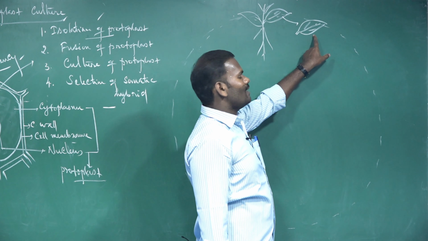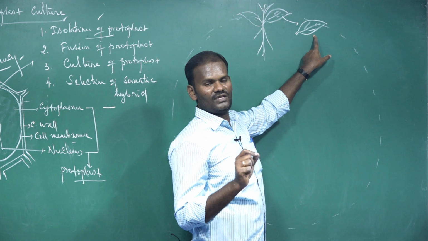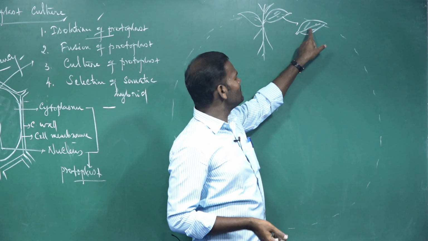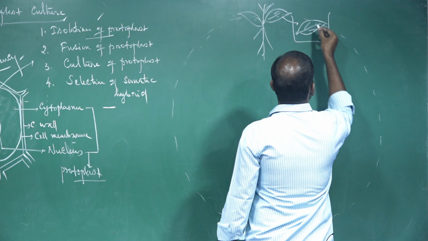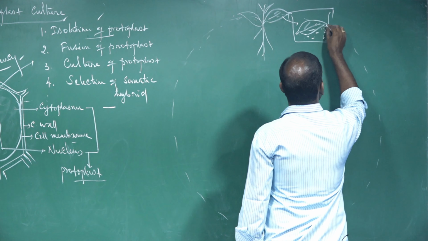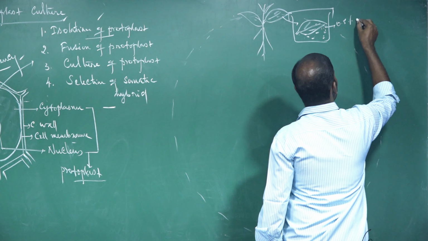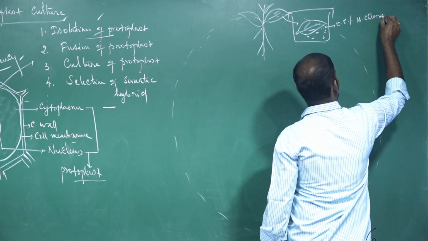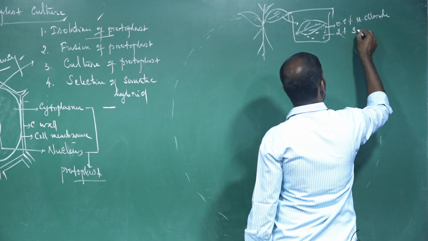For the isolation of protoplast from the leaf tissue, it should be sterilized with running tap water, surface sterilization, or it is treated with 0.5% mercuric chloride or 2% sodium hypochlorite.